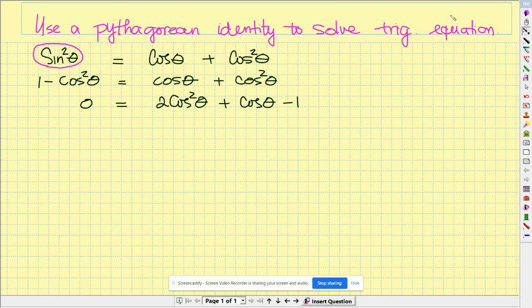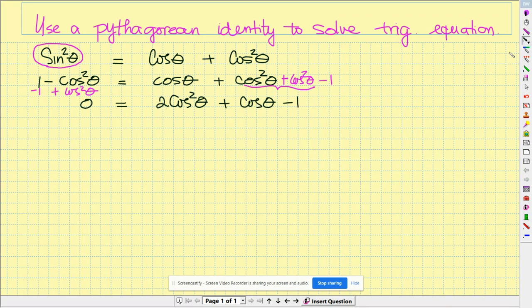Now if it's too fast, I can write it down one more time so you see. We subtract 1, and we add cosine squared theta. These two terms are like terms, so cosine squared theta plus cosine squared theta gives us 2 cosine squared theta. And then we just copy the rest of the two terms.